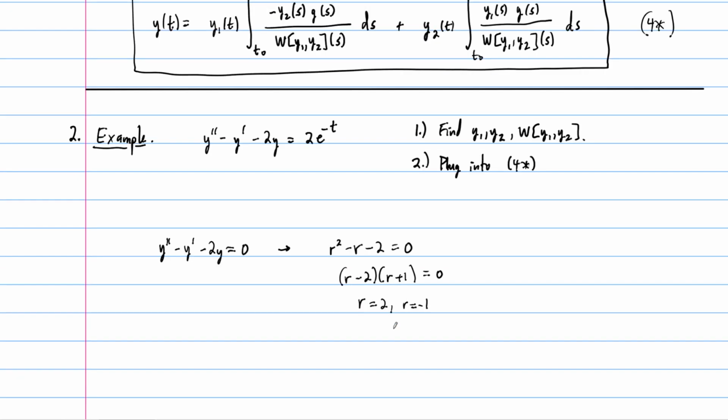Okay? So that means then, and again, the order of these doesn't matter, but it's going to change the way that we plug into our equation. So once we make the decision on which one of them is y1 and which one's y2, we have to stick with that order for the rest of the method.